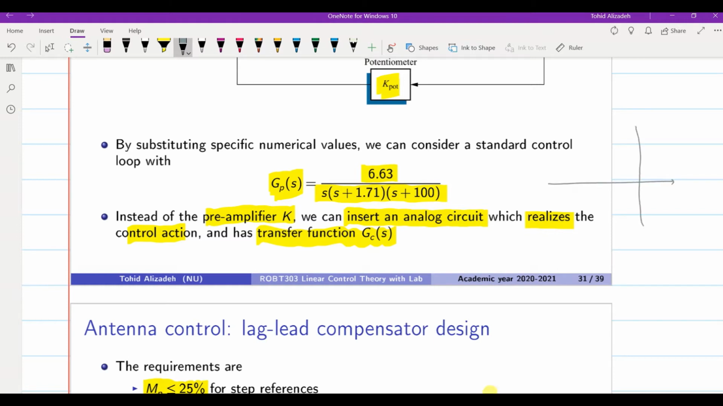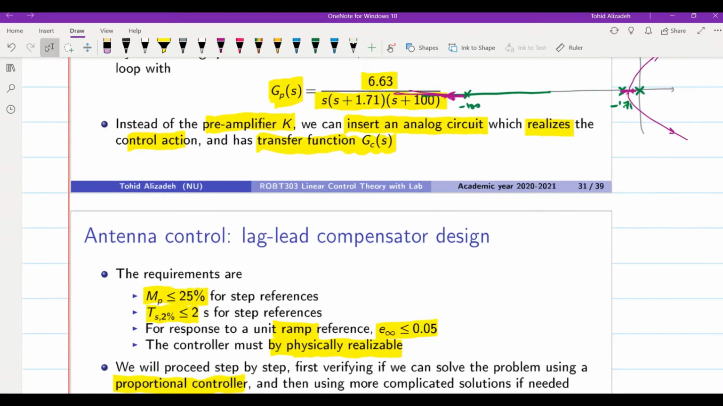I will draw it for the positive locus. We have one pole at the origin, one pole at minus 1.71, and a third pole far at minus 100. So the third pole is quite far from the others. But if we draw the root locus for the system, we will end up with something like this. So we will have 3 branches. One will go towards minus infinity on the real axis, starting from minus 100, and the other 2 will behave like this.